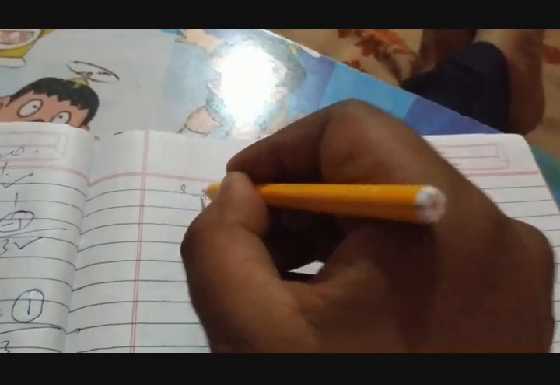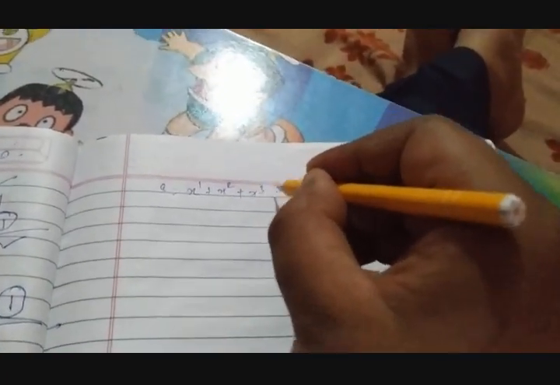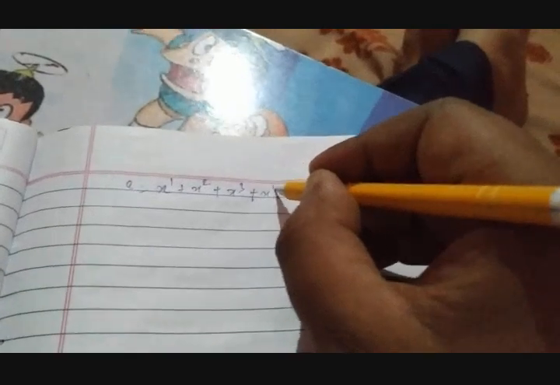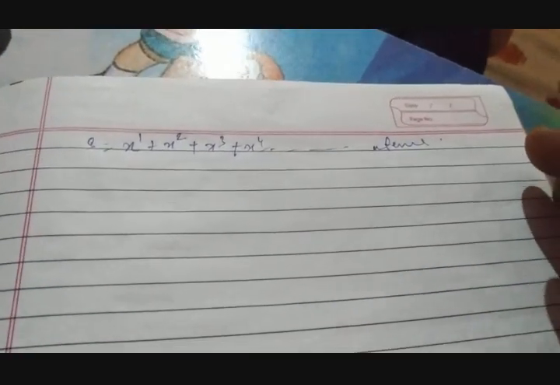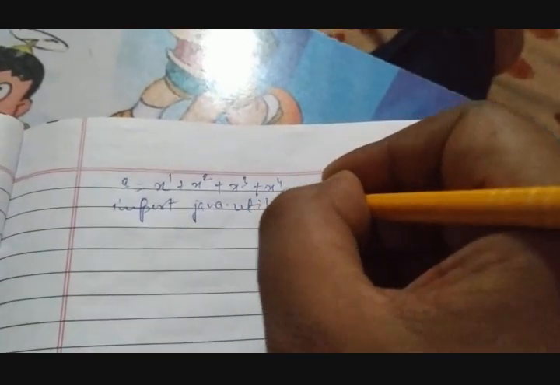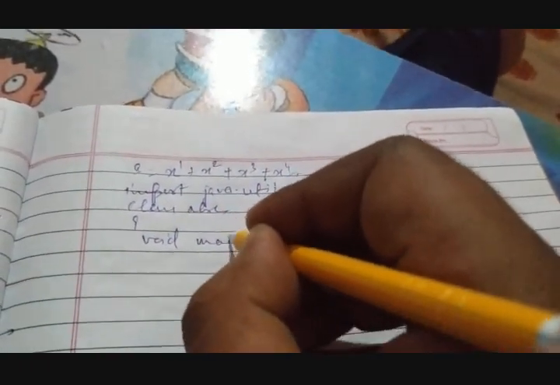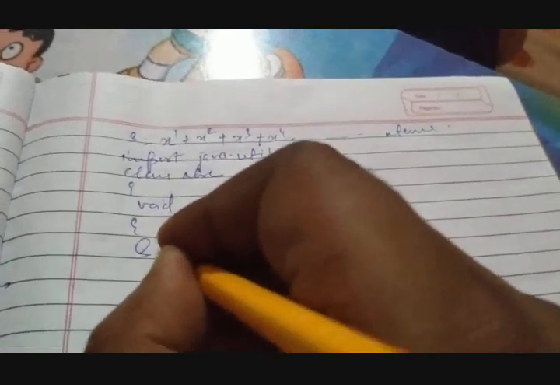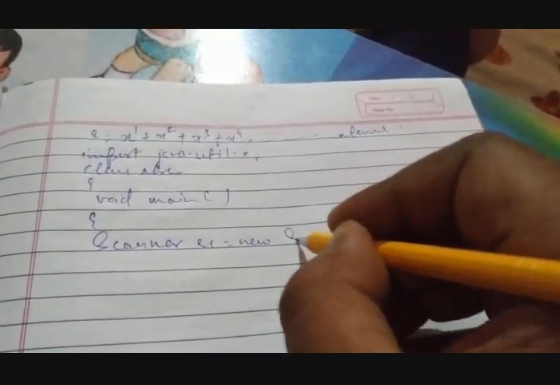Sum of the series: x to the power 1 plus x to the power 2 plus x to the power 3 plus x to the power 4, and so on up to n terms. Now, import java.util.*; class ABC, void main, Scanner sc equals new Scanner(System.in).